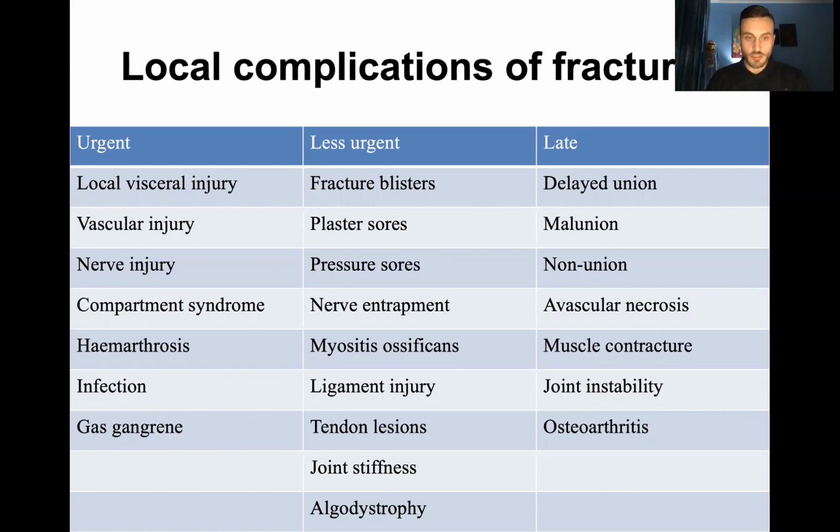For the less urgent complications, we have fracture blisters. After a high energy trauma to the soft tissue, we may see some blisters on the soft tissue. We will talk about it in a bit. Plaster sores, which are also like pressure sores, nerve entrapment, myositis ossificans, and we will talk about it for sure. Ligament injury, tendon lesions, joint stiffness, which is very important, algodystrophy. For the late, delayed union, malunion and non-union, avascular necrosis, muscle contracture, joint instability, and osteoarthritis.